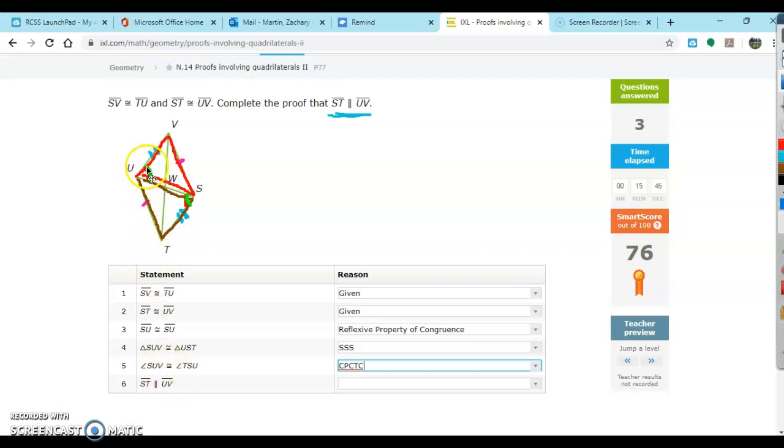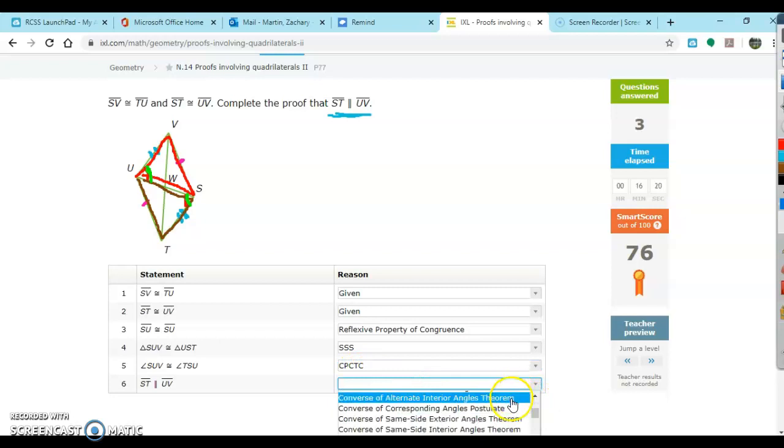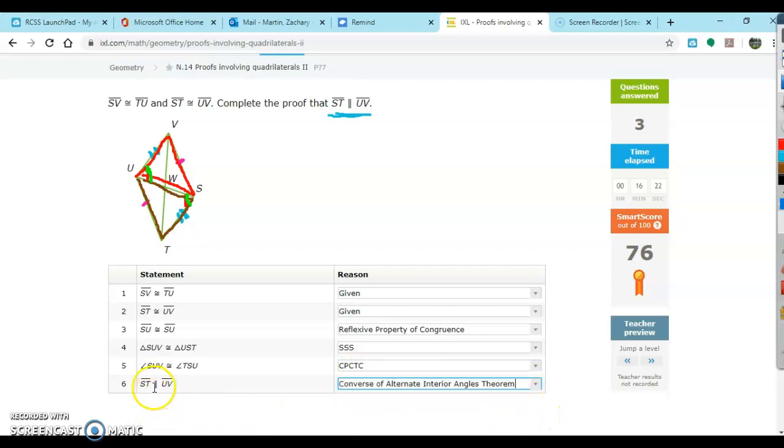Look at what we've got going on here. We've got this angle congruent to this angle. Look at UV. Look at ST. Wow, that looks a lot like parallel lines. That's what we were trying to prove. Why? The converse of the alternate interior angles theorem. We've got these segments with this transversal segment, and I know that these angles within those segments on opposite sides of the transversal are congruent. Because I know those alternate interior angles are congruent, I can use the converse of the alternate interior angles theorem to prove that the lines are parallel.